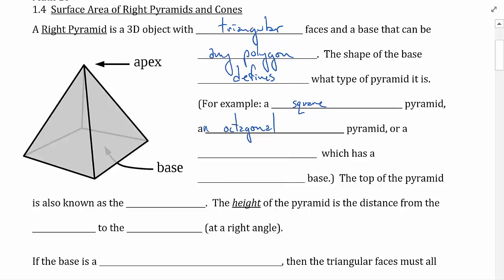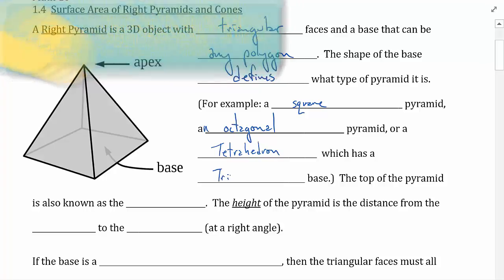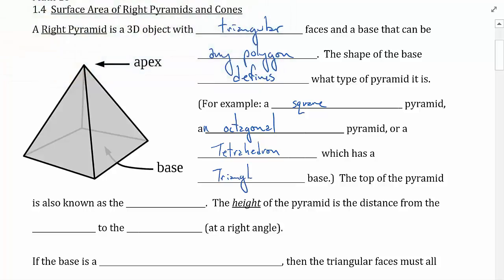Or I want to mention a special one here, a tetrahedron, which has a special name because the base of a tetrahedron is also a triangle. So it has a triangular base. The top of the pyramid, tricky one here. The top point of the pyramid is known as the apex.